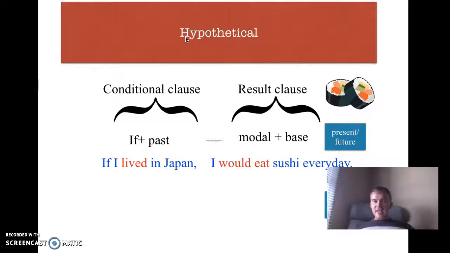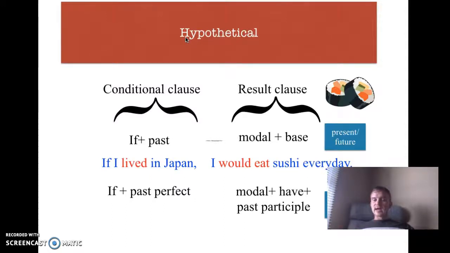Now, if the hypothetical is about the past, we can't change the past, but we can talk about what would happen if we did. So, if your hypothetical conditional is in the past, we use if plus past perfect, and then modal plus have plus past participle. Let's see how that looks.